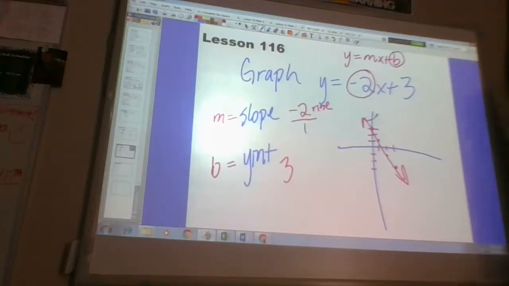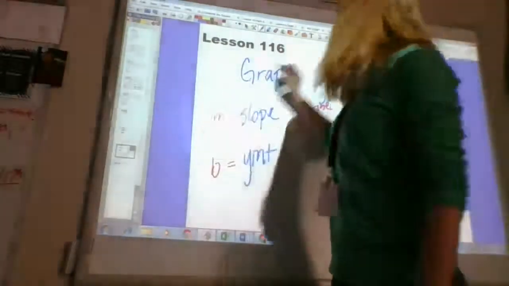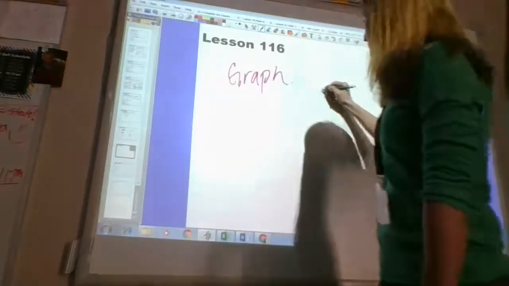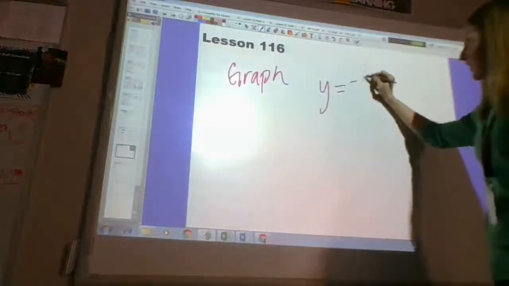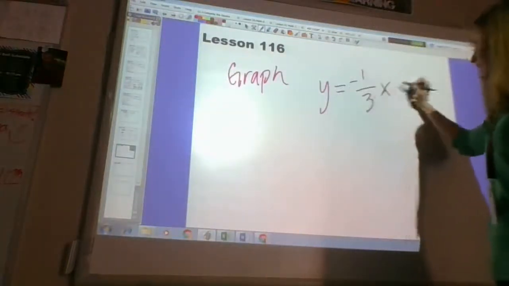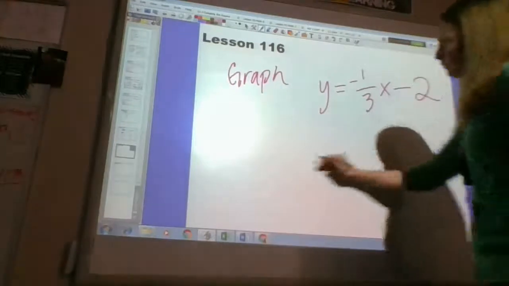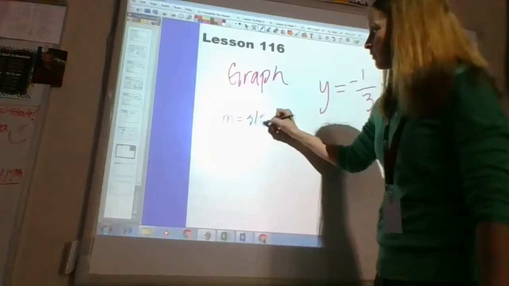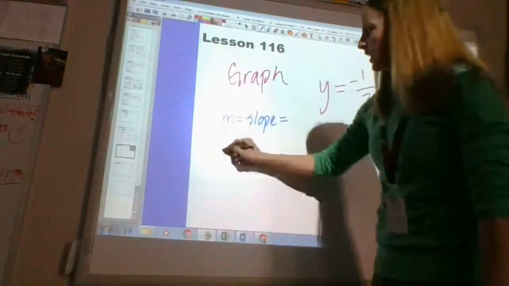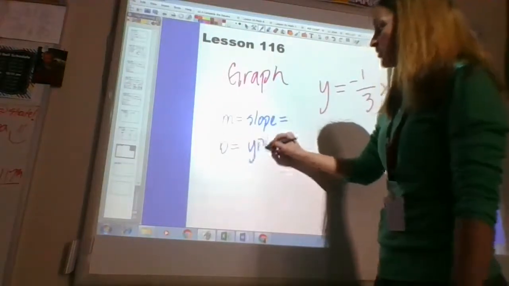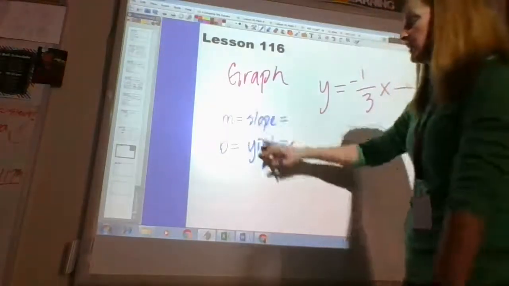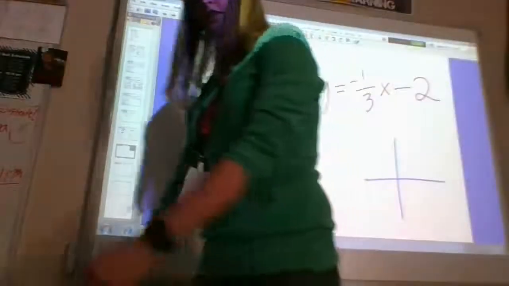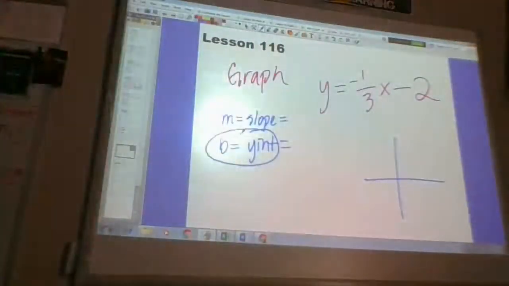So let's try one more. And if you're getting it, it's wonderful. So let's graph then. Y equals -1/3 x minus 2. And once again, start with your slope. Identify your y-intercept. And maybe I just confused some people. I just mean identify these two, knowing that you always graph your beginning point first.